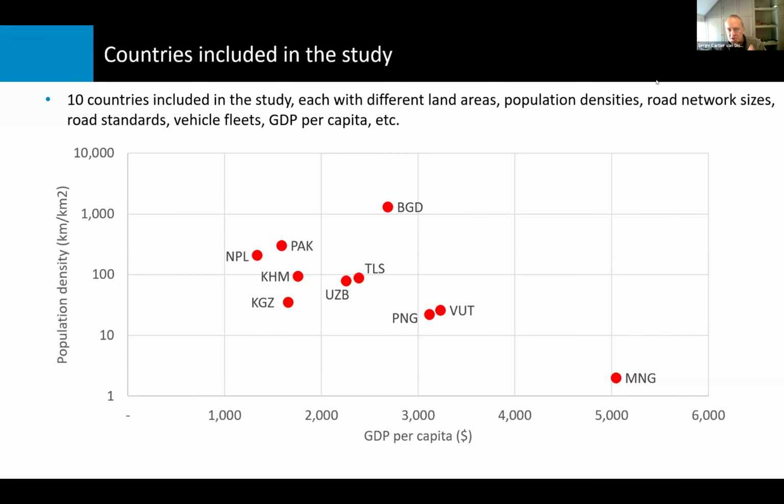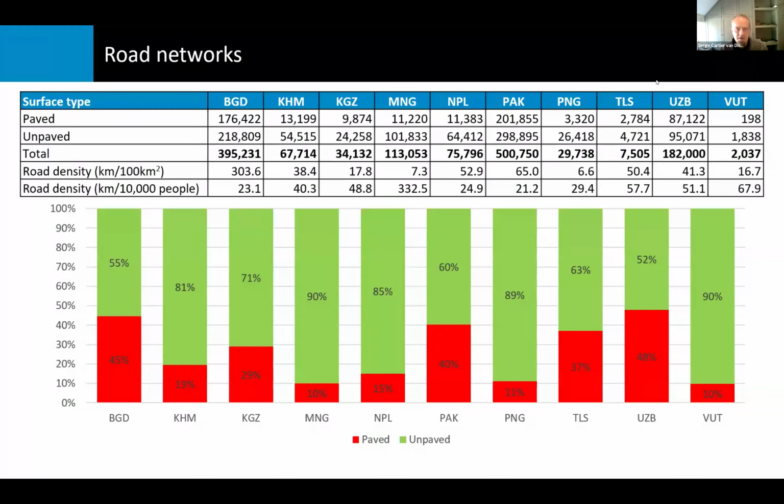And then we have Bangladesh, which is more or less in the middle regarding GDP per capita, but it has a very high population density. And so each of these countries has its specific aspects. Vanuatu and Timor-Leste are very small island countries which have very small networks compared to, for instance, Pakistan that has a much larger network, as you will see in this slide. So as I was saying, Pakistan has 500,000 kilometers of roads, whereas Vanuatu has about 2,000 kilometers of roads. So there are big differences, as you could expect.